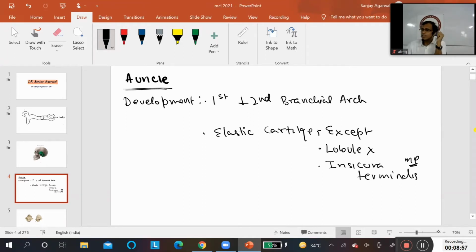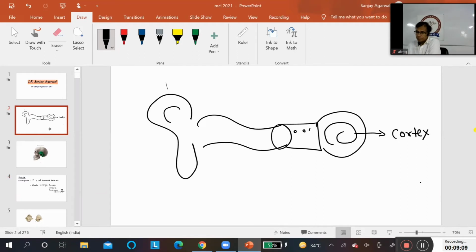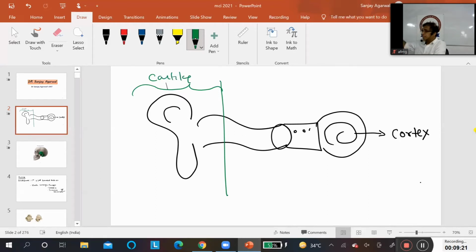So these are the two questions from the pinna, very commonly asked. It develops in the first and second branchial arch, and the fact that incisura terminalis does not have the cartilage. So if I use this diagram, and if you divide it here, this whole thing is made up of cartilage. That's why pinna is also cartilage, because pinna falls in this area.